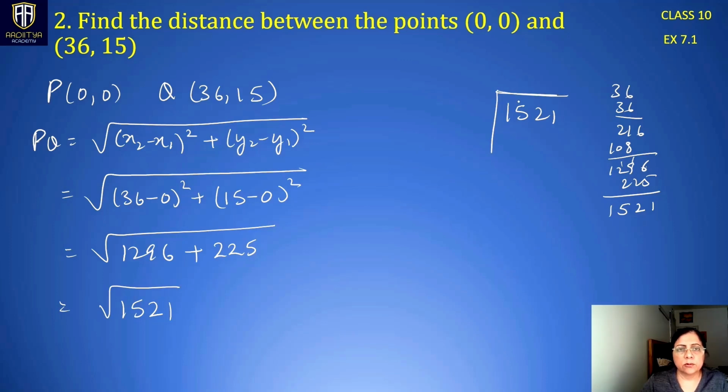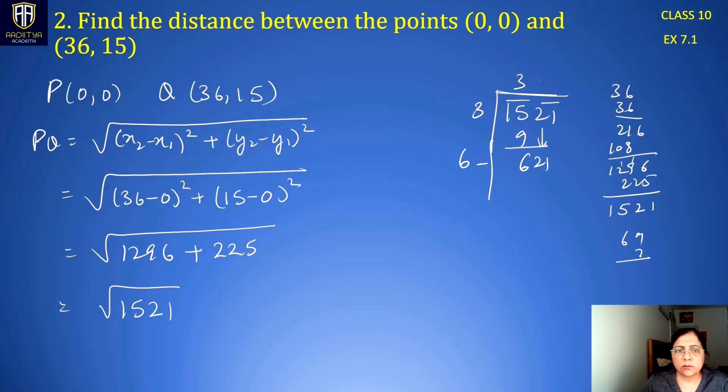I hope you know that you have to make pairs from right to left. So now 3 3s are 9. 15 minus 9 is 6. Then we have 21. Take the double of this 3, which is 6. You have to write the same number here, which we have to write here. So what is that now? You require 1 at the last, right?